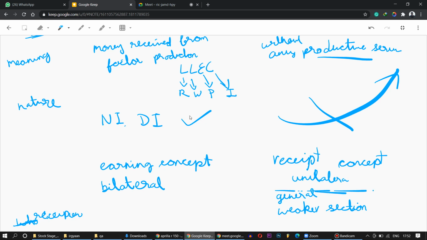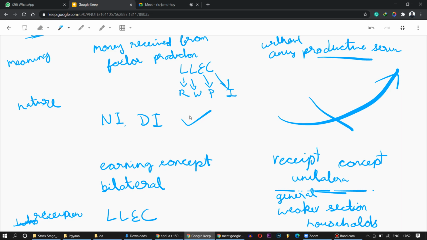And in factor income, you know the factors of production: land, labor, capital, and entrepreneur. It is received by factors of production. And in this case, it is received by generally the weaker section. We can call them households if you want to be more specific in economics. And sometimes even the government receives transfer income from the World Bank.